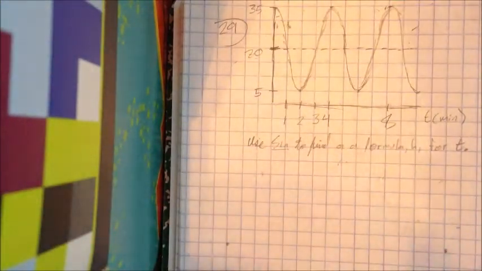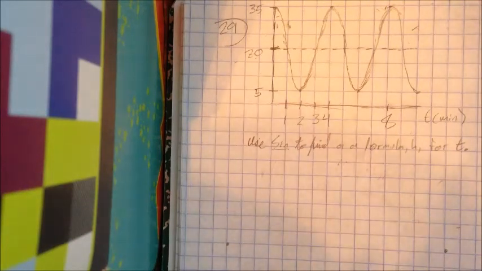Hello and welcome to Chapter 8, Section 2, and we are doing problem number 29. In this problem we are given a graph that models a Ferris wheel's height as a function of its time.